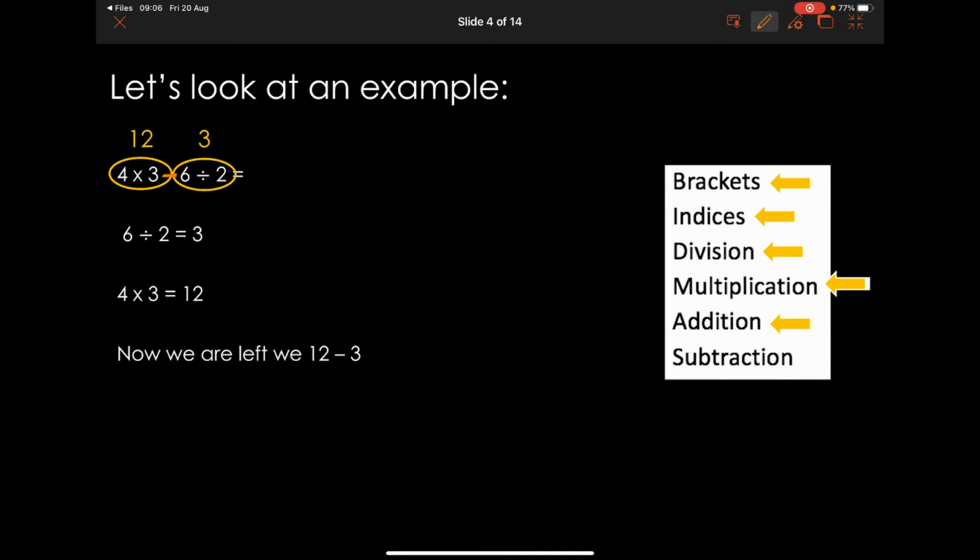We obviously haven't got any addition, so we don't have to do that. But then we've got the subtraction to do. 12 take away 3 is 9. So your final answer for this question is 9. And that's it. You're done. So you've gone through the list and you've made sure you've done it in order and you've got the right answer. Let's do another one.